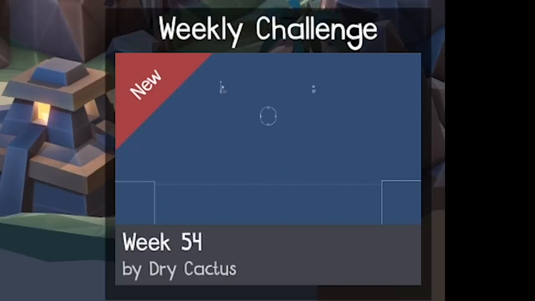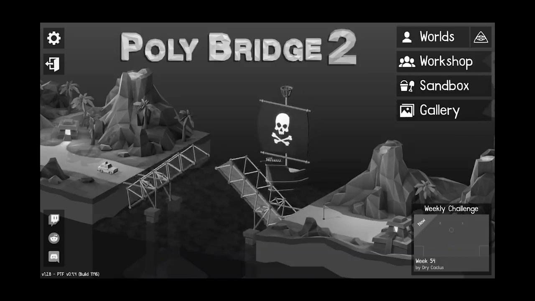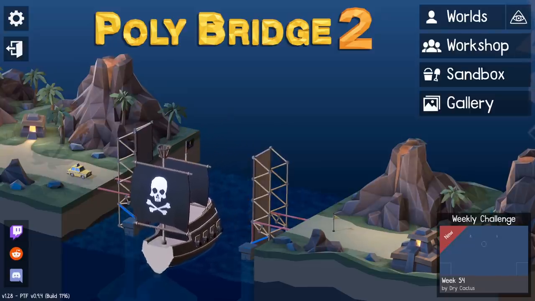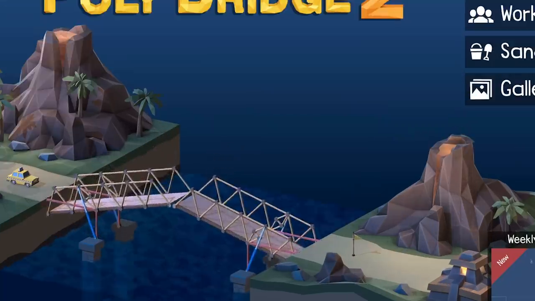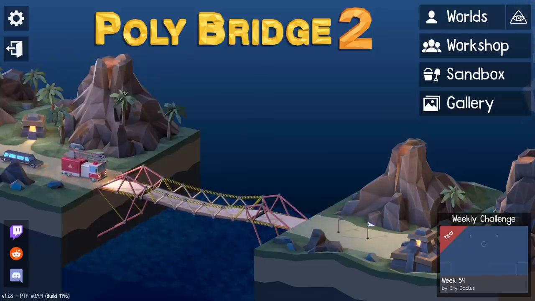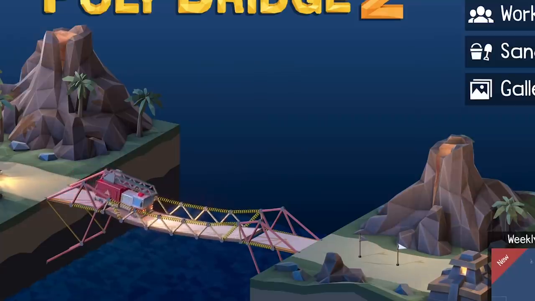Look at the weekly challenge, week 54 at time of recording. Now that means this game has been out over a year. And oh my goodness, I've just noticed, look at the lava. The lava's moving. The lava's literally moving. Has that always done that or is that new? That's gotta be new.